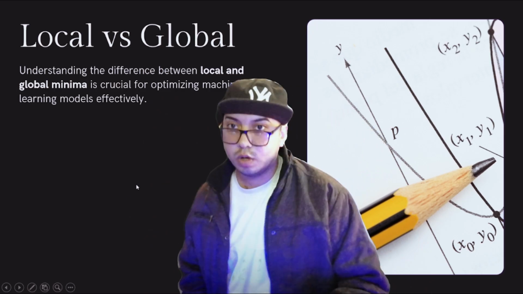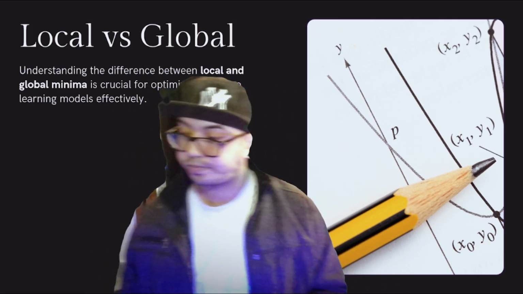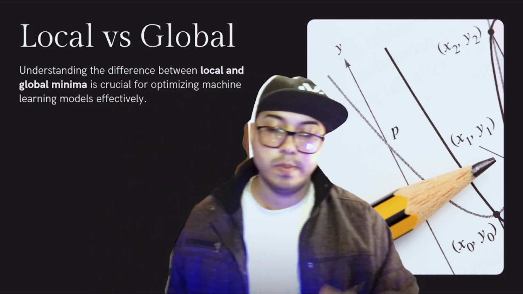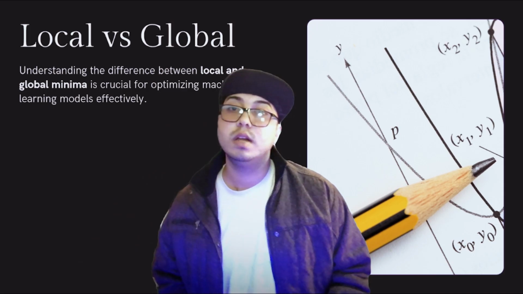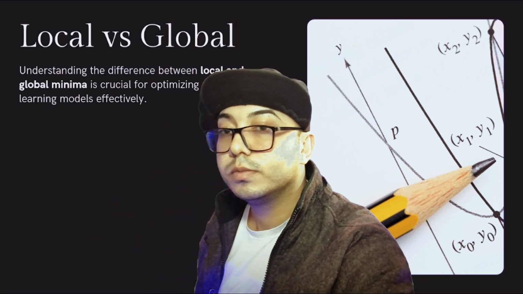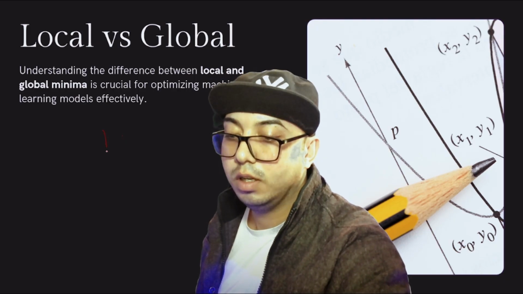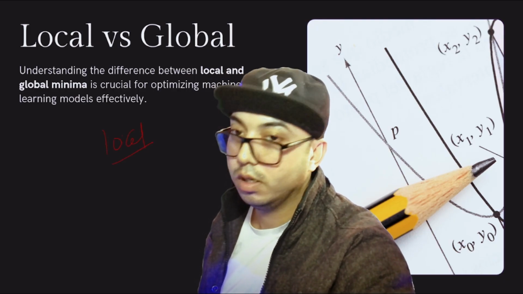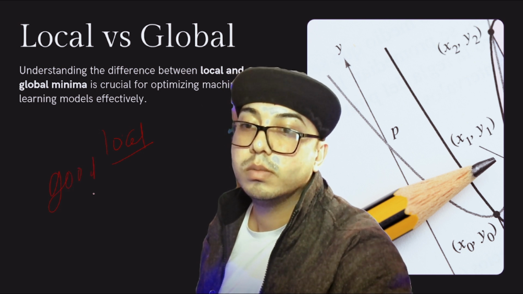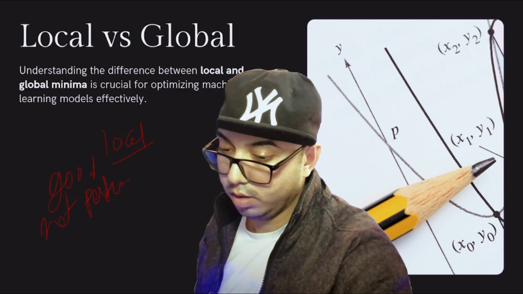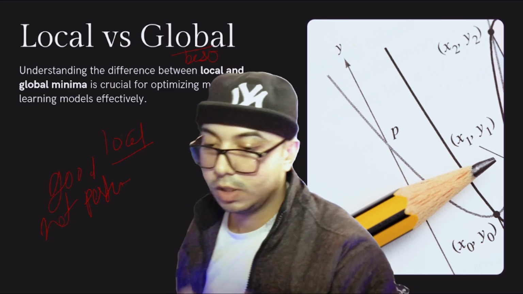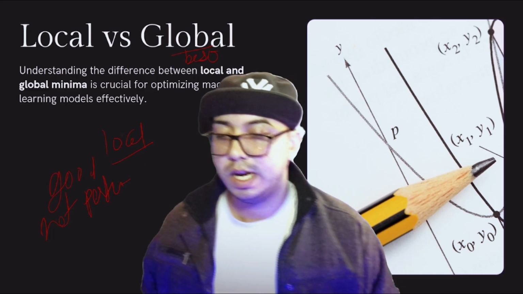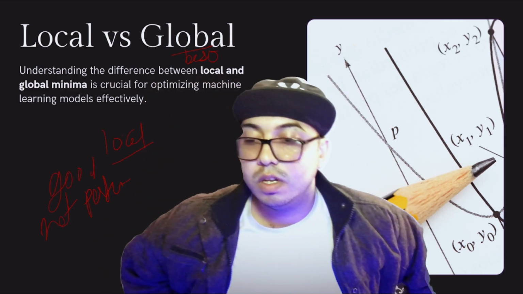Now we are going to understand local versus global. A global minimum is the best solution, and a local minimum is good but not perfect. Local is good, not perfect. Global, best. ML models sometimes get stuck in local minima, especially with complex data.